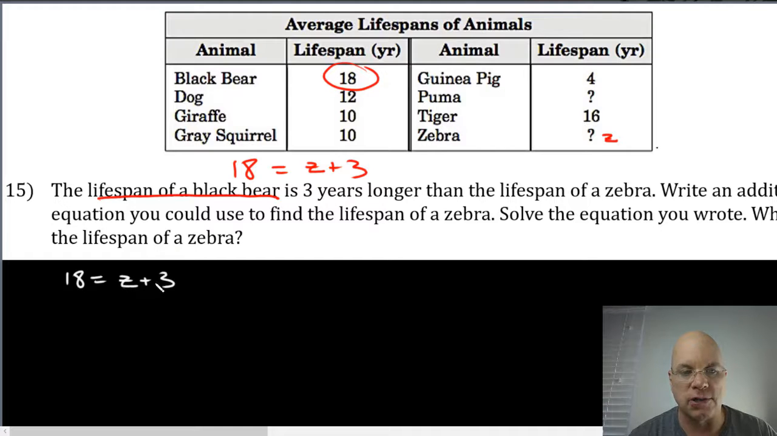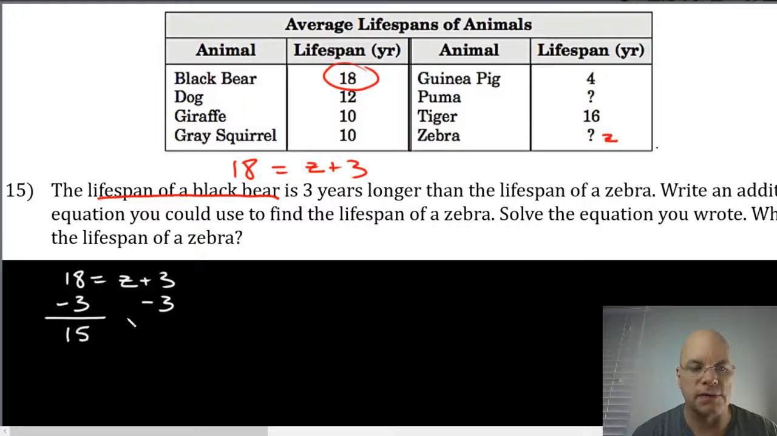So I don't want to know what z plus 3 is, I want to know what z plus 0 is, because z plus 0 is z. I will have identified z if I can make this z plus 0. So I need to undo this adding 3 by subtracting 3, because 3 minus 3 is 0. But if I subtract 3 from the right side of the equation, I need to subtract 3 from the left side. That's the property of equality. 18 minus 3 is 15. And on this side of the equation, we have z plus 0, which is just z. So 15 equals z, we believe.